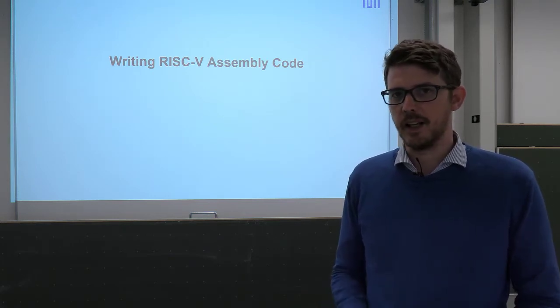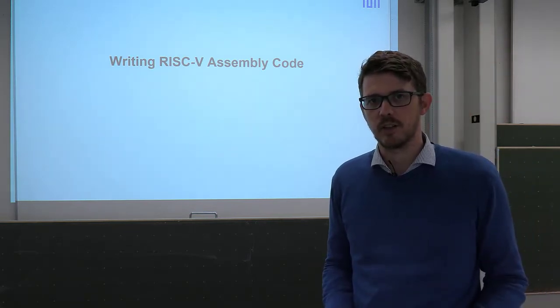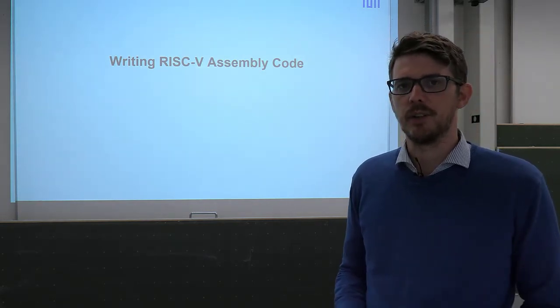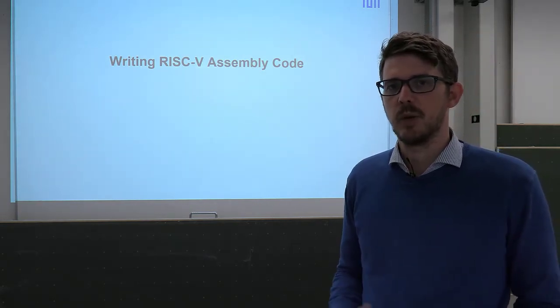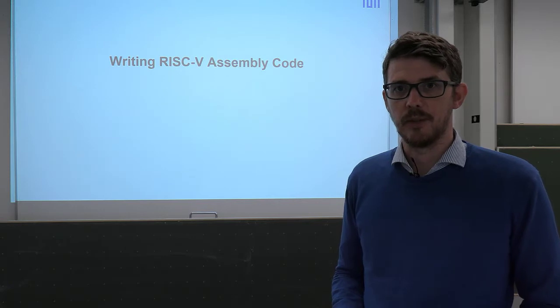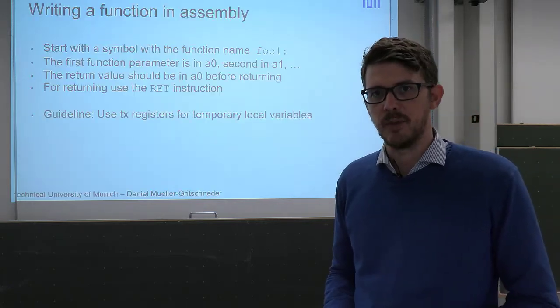And this makes sense either when there is no compiler for your system, or if it's a very critical function and you think that whatever the compiler is giving you is not optimized enough, then you can try to find a hand-optimized version. Okay, so let's have a look at what kind of rules there are for assembly programming.